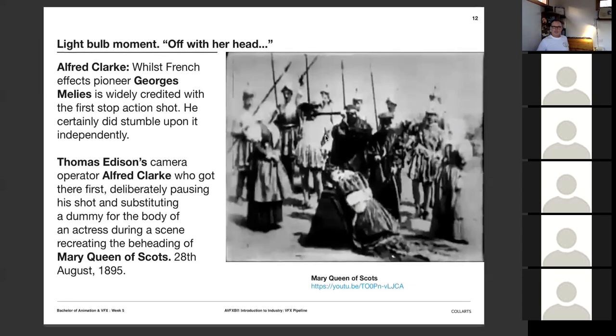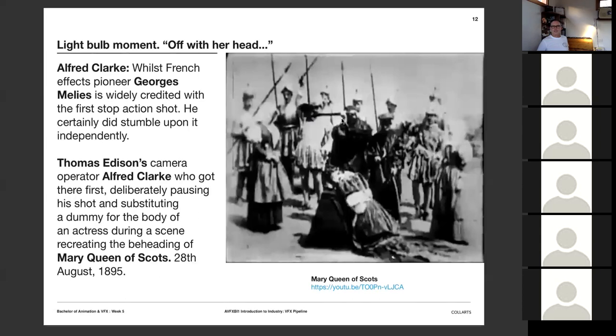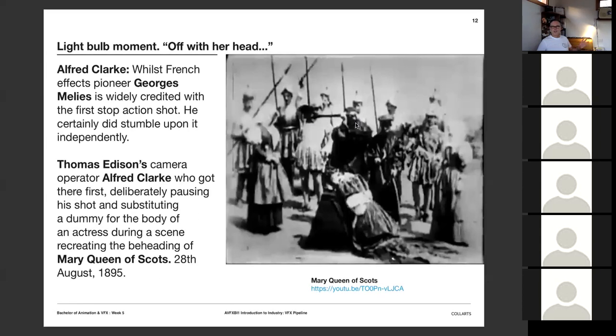You can see in this shot the moment before they did it. The guy's got the axe in his hand, and just before he swings the axe, they say to everyone, right, don't move. The actress gets up, walks away, and they put this really bad mannequin in her place, and then go, right, action, they start the camera, and they chop her head off. Now at that time, that would have been amazing. They would have been really blown away by it. To us now, it looks really crap, but fascinating all the same. So go and check that out.